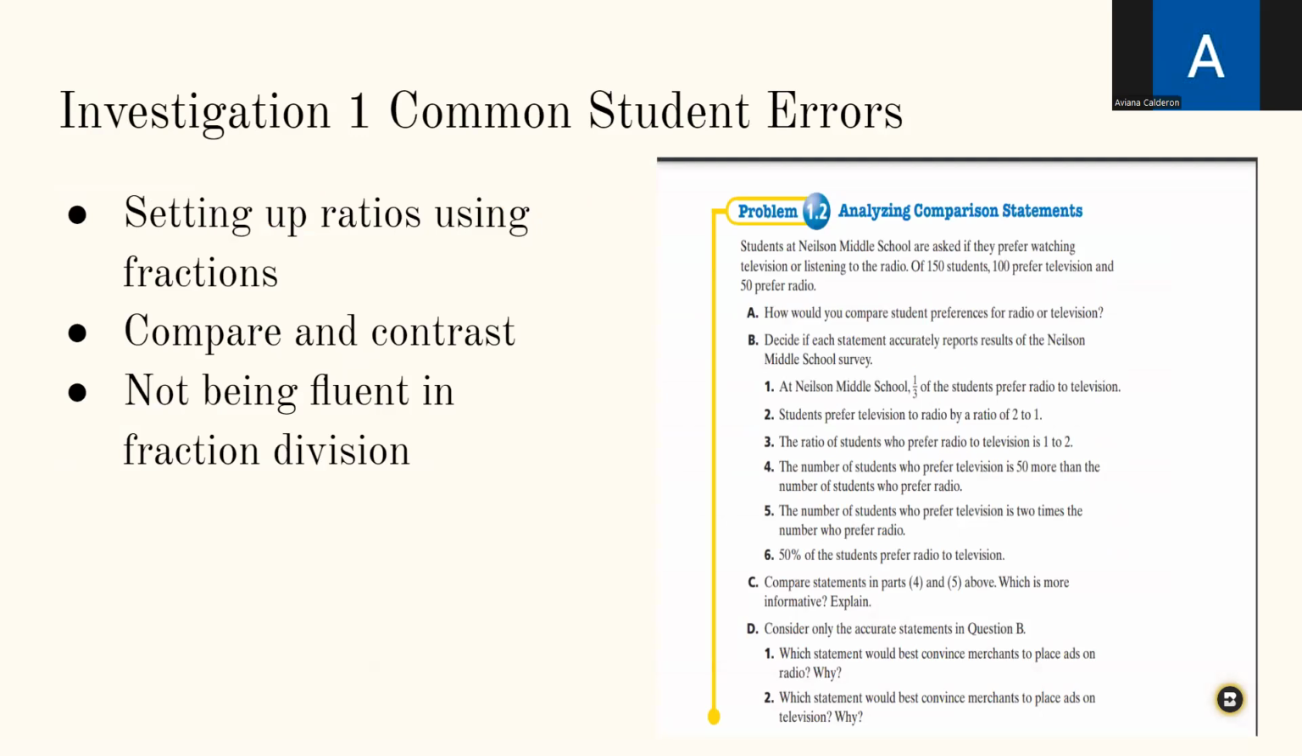Investigation 1, common student errors. For example, if students are given a problem as shown on the screen, students at Nielsen Middle School are asked if they prefer watching television or listening to the radio. Of 150 students, 100 prefer television and 50 prefer radio. And then they are given questions A through D, and they have to answer the various scenarios.